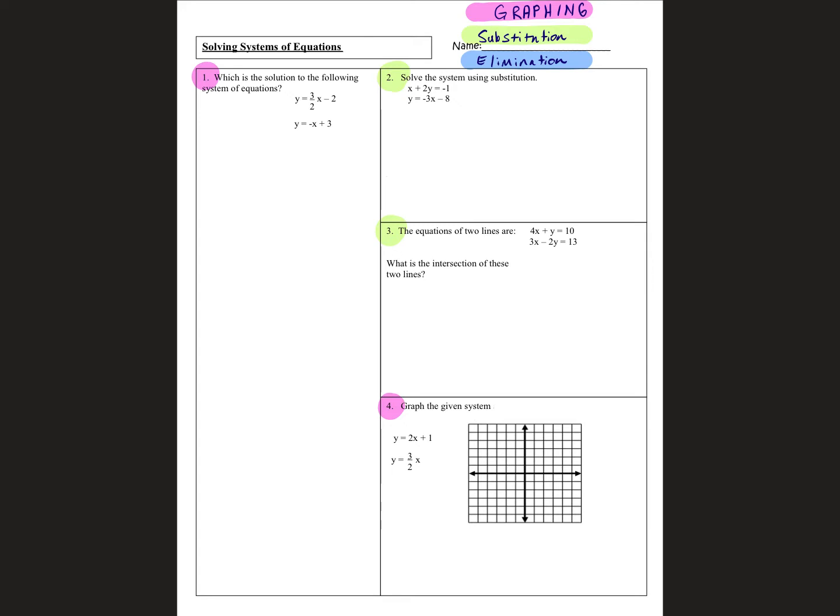Question? We don't need a calculator for this, do we? I don't know if we're going to let you use calculators or not, so go ahead and do it without, and then we'll see.